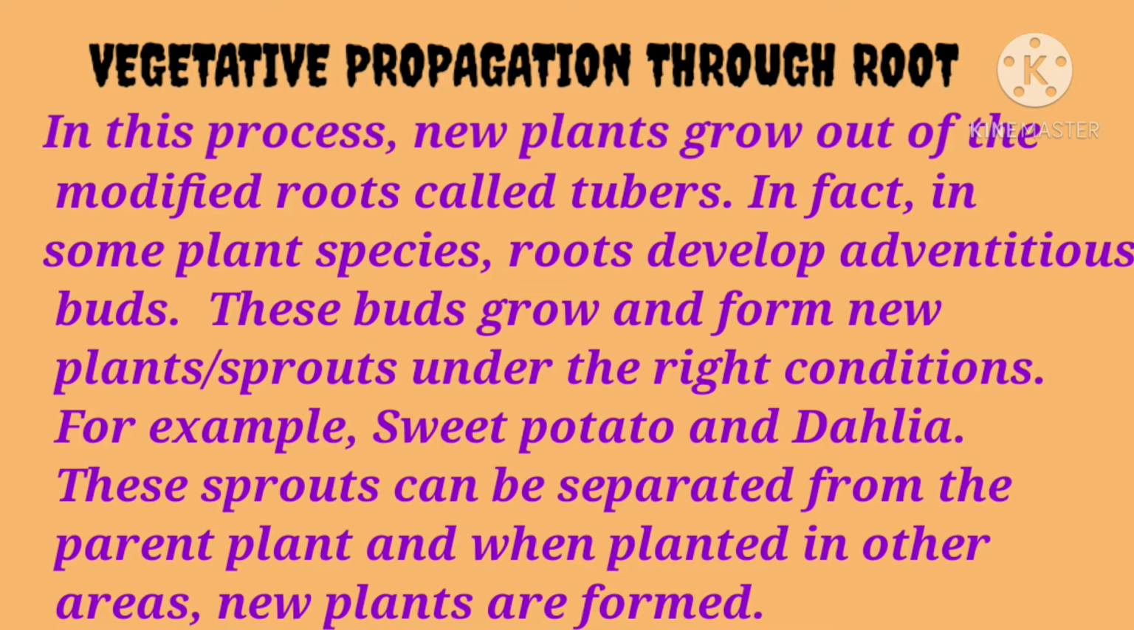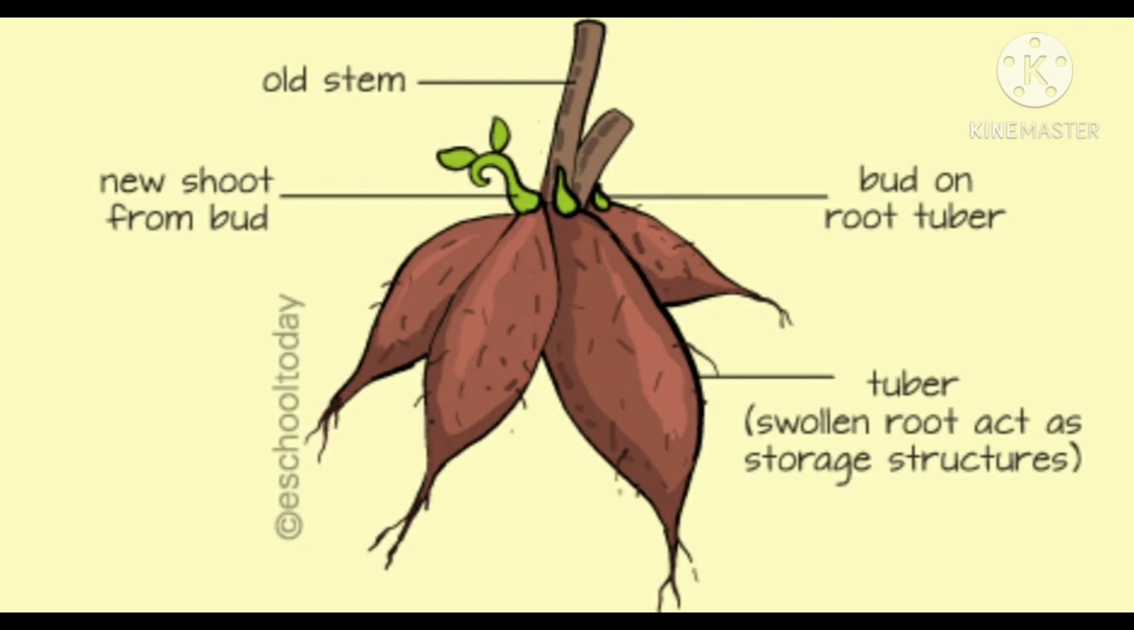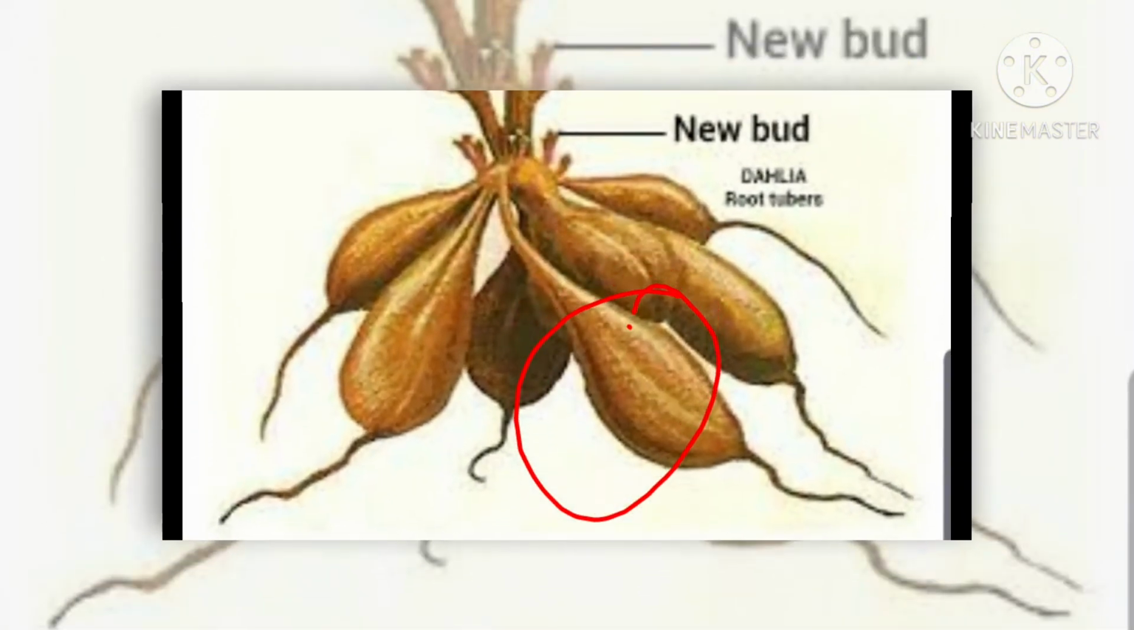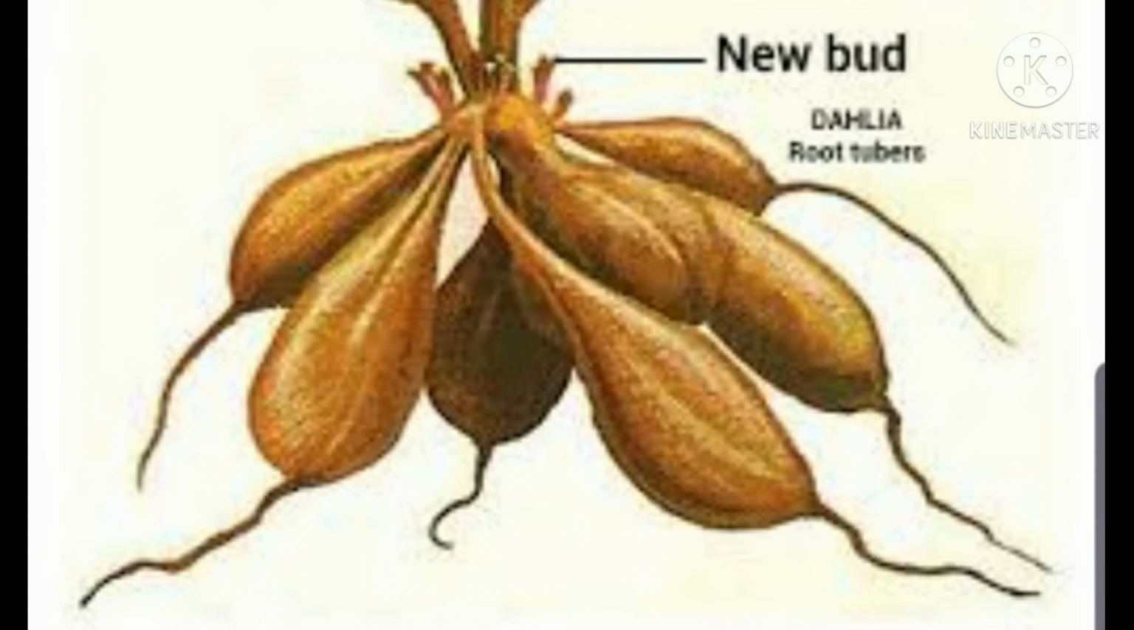Now let's see some diagrams so that it is clear to you. This is the diagram of the sweet potato, from which a bud arises, and after some time new shoots are formed from that adventitious bud, while the swollen root acts as a storage structure. That means it stores the food. In dahlia also, new buds arise in the same manner as in sweet potato, and in some other cases also, like guava.